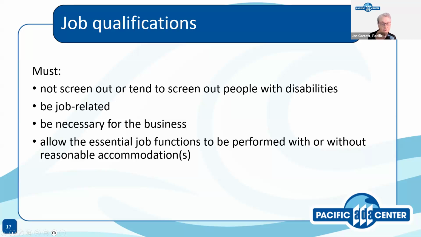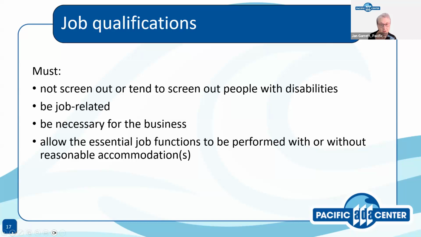So, qualifications for the job must not screen out or even tend to screen out people with disabilities in those job obligations. They must be related to the job and not just be completely unrelated. And they must be necessary for the operation of the business or nonprofit, whoever it is that is the employer. And they must allow the essential functions of the job to be performed with or without reasonable accommodations. And we will be talking about reasonable accommodations.